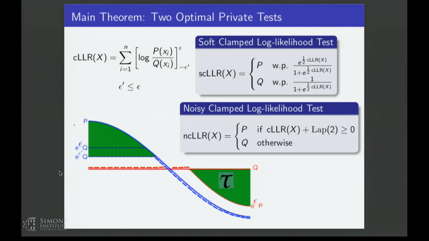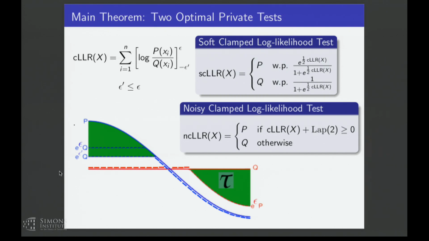We're going to call this the soft clamp log likelihood test. It's basically the exponential mechanism where the clamp log likelihood ratio, our test statistic, is my utility function. If this is bigger than 0, then this outputs P with higher probability than Q. If it's less than 0, it outputs Q with probability bigger than P, which is the behavior we want to emulate from the non-private test.